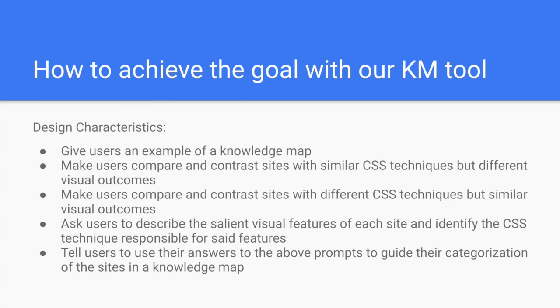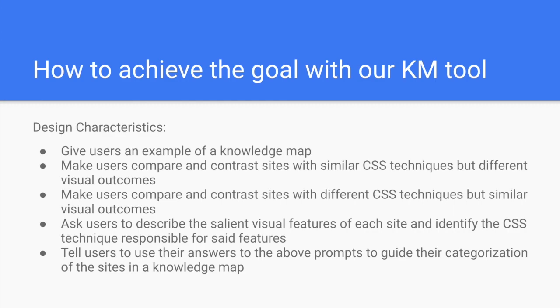Number 3, make users compare and contrast sites with different CSS techniques but similar visual outcomes. This helps them build out the categories for a visual feature knowledge map because they see how the same visual features can be achieved with different CSS techniques. Number 4, ask users to describe the salient visual features of each site and identify the CSS technique responsible for said features. This helps them reflect on their findings and gives them a summary that they can more easily use to create categories for knowledge maps.